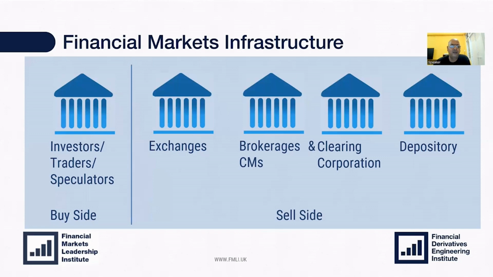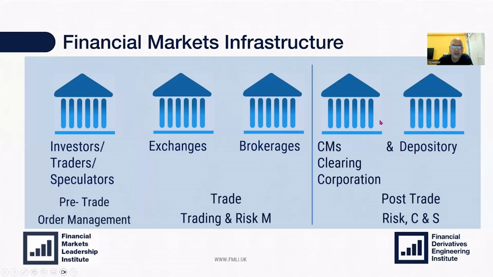Okay. Financial market infrastructure, again, if we divide into buy side and sell side, you have investors, traders, speculators, etc. on the buy side. And on the sell side, there are exchanges, brokerages, clearing members, clearing corporation, depository, etc. Again, I have divided this into pre-trade, which is order management, trading and trading risk management, and also post-trade risk, clearing and settlement. So this is how it looks.